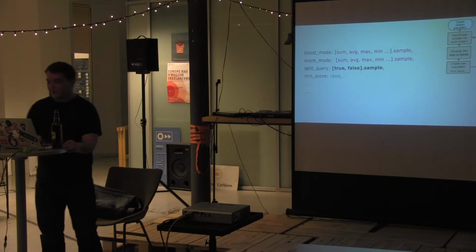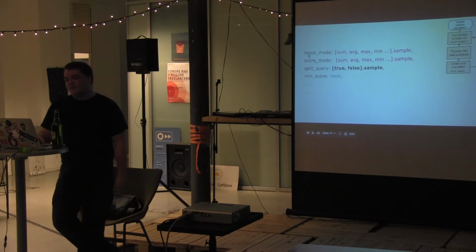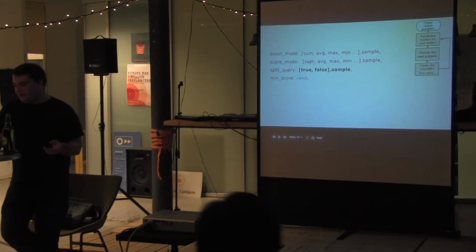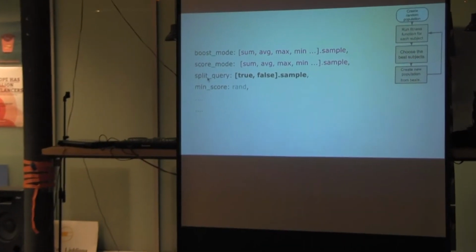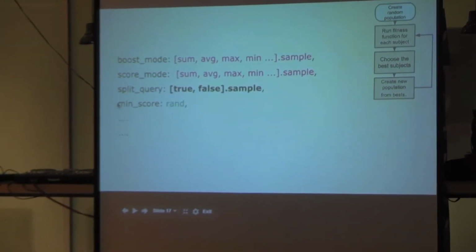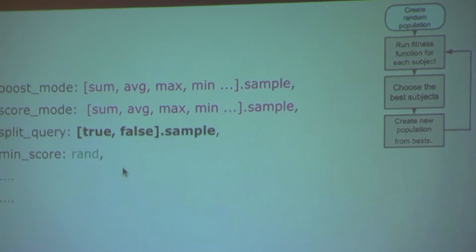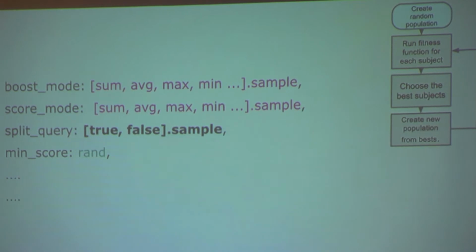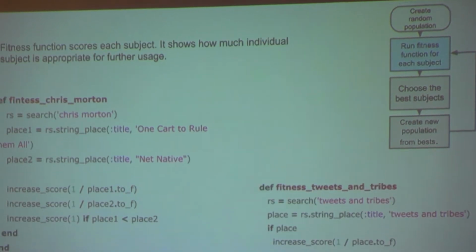So this was my genome. This is the creation of the random population. For the boost mode, I can have sum, average, max, minimum. So I chose a random one, and the score mode also. And whether I should split the query, which is one thing, and the minimal score that we should use were random and stuff like that. So this was my initial population. Nobody tuned it, so it was bad. When the first search came, it was really bad. It was a random set of rules.